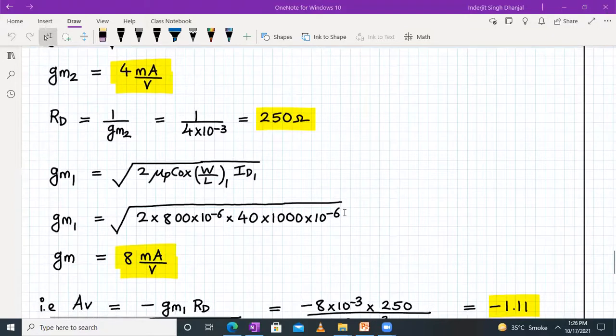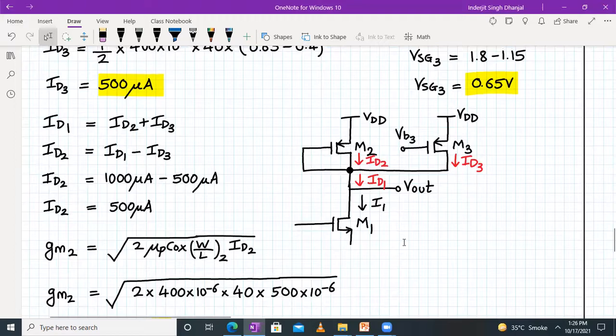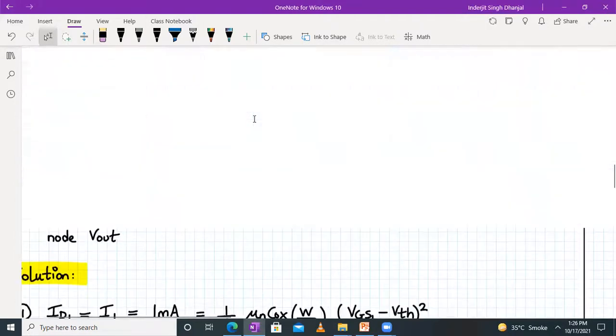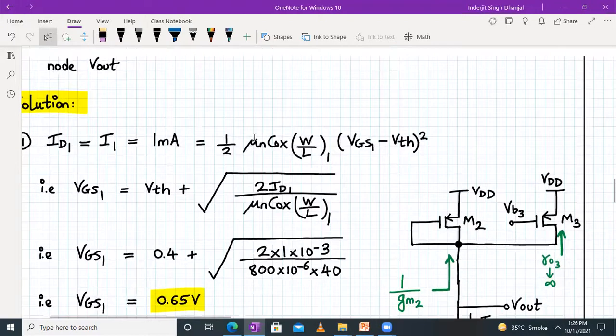So GM1 is the square root of, again, M1 transistor is in saturation. So GM1 will be square root of twice, actually here it will be mu n, not mu p. Sorry for the mistake, because over here my M1 transistor is an NMOS transistor. If you see carefully, M1 is my NMOS transistor, so I have to pick the value of mu n from here. Okay, let me do that.